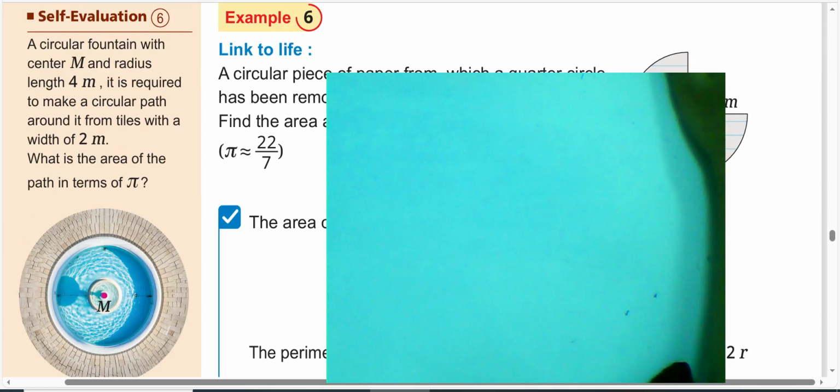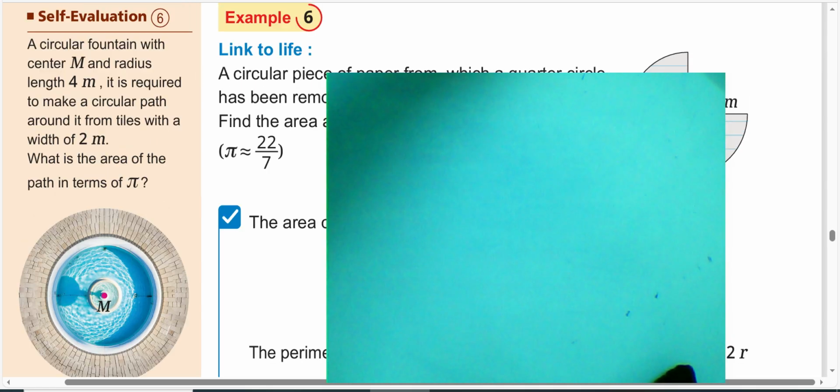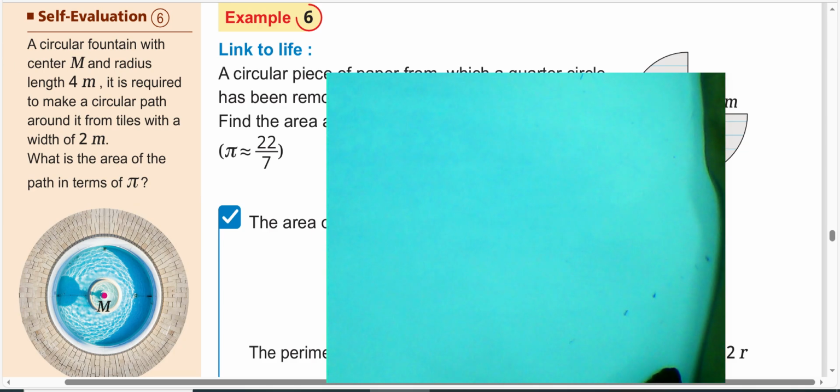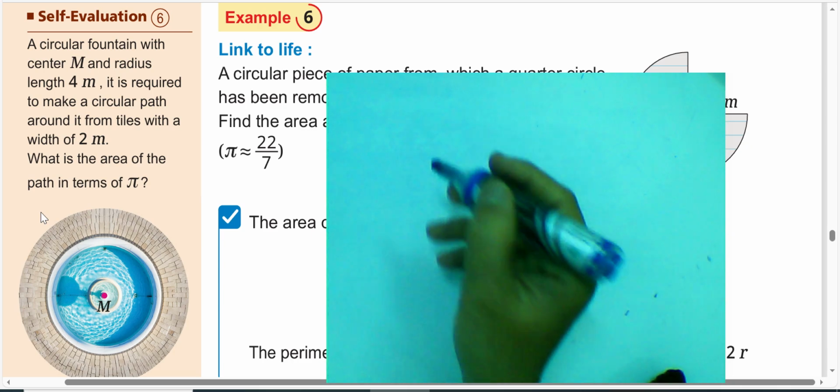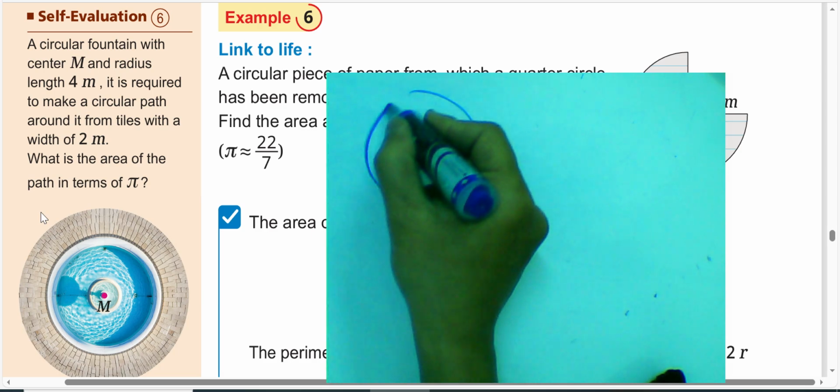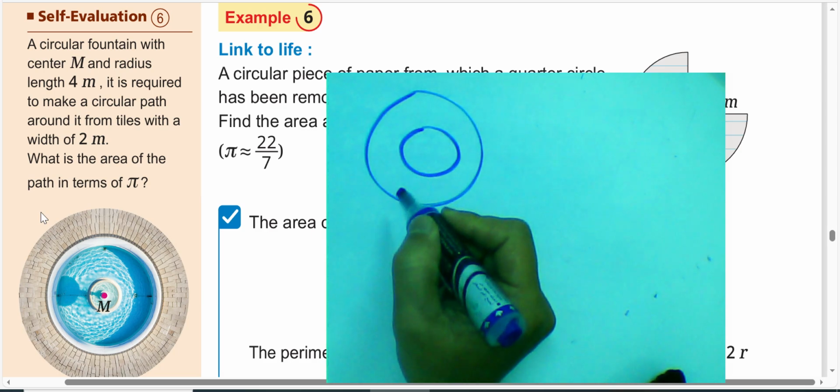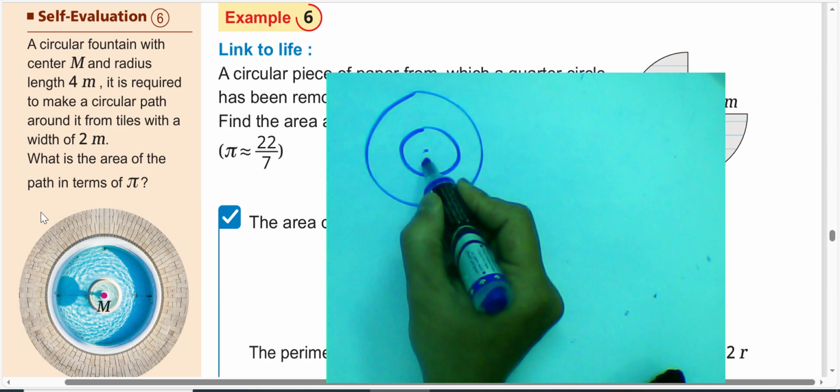We have a circular fountain with center M, radius length 4 meters. It is required to make a circular path around it from tiles with width 2 meters. What is the area of the path in terms of pi? Okay, we can find area 1, area 2, and then find the difference between them. We have two circles here. Look at here: the outer circle and the inside circle. He gave me the center was M.